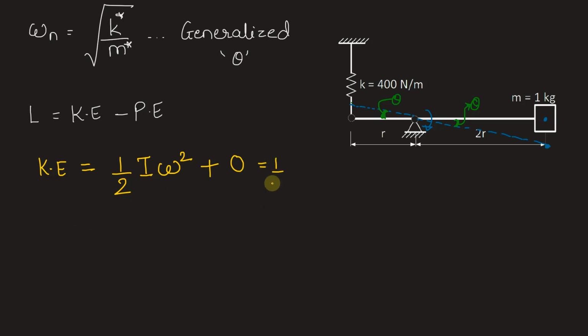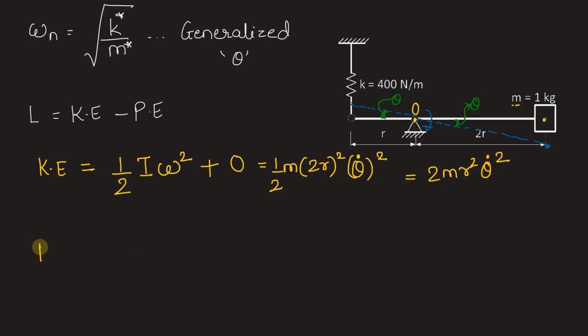So we have half into I is, no details of the dimensions of mass are given. So we will take point mass and calculate its mass moment of inertia about this hinge point. Let this hinge point be O. About this hinge point, mass moment of inertia of mass is m into the distance square. So we have m into 2r whole square into omega square. Omega square can be written as theta dot whole square. After simplifying, this comes out to be 2m r square theta dot square.